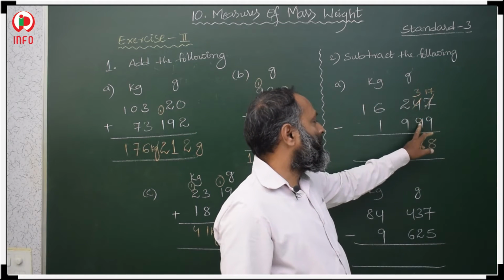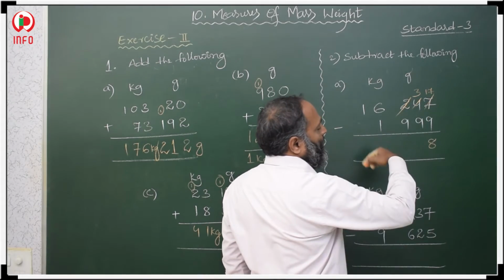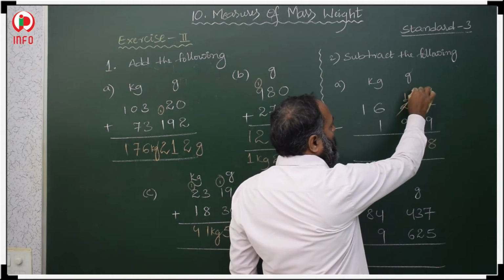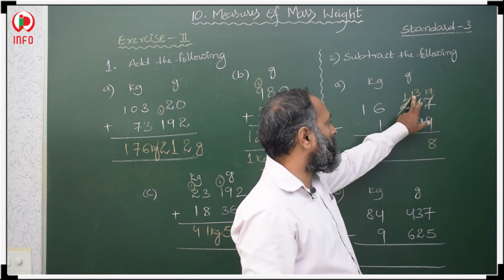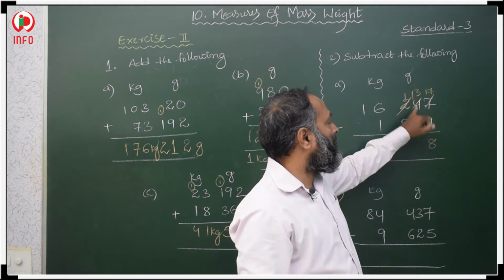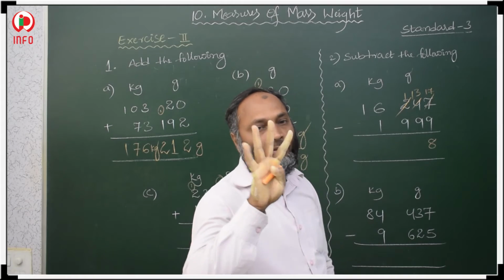3 minus 9, we cannot minus this one. So again you have to take 100s borrow from the next. Here 100s left, here it will get 13. 13 minus 9 means from 10 to 13 we have to count. 10, 11, 12, 13. It is 4.